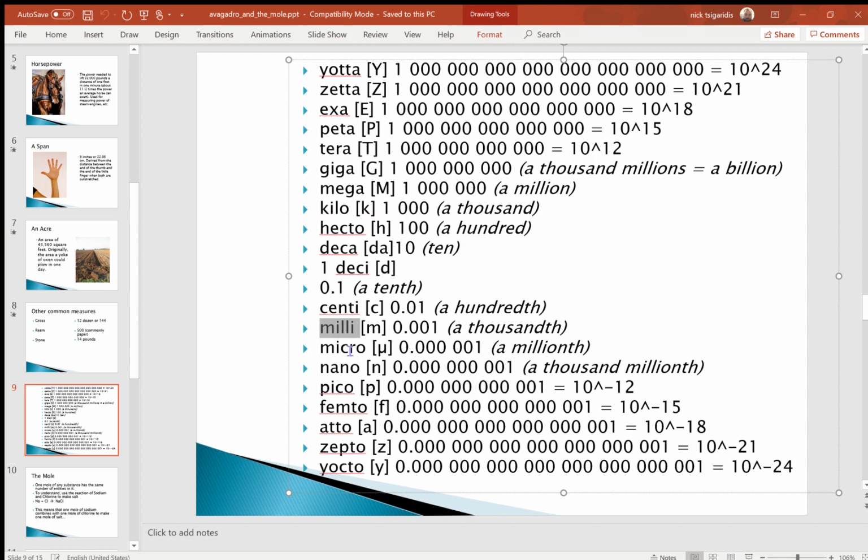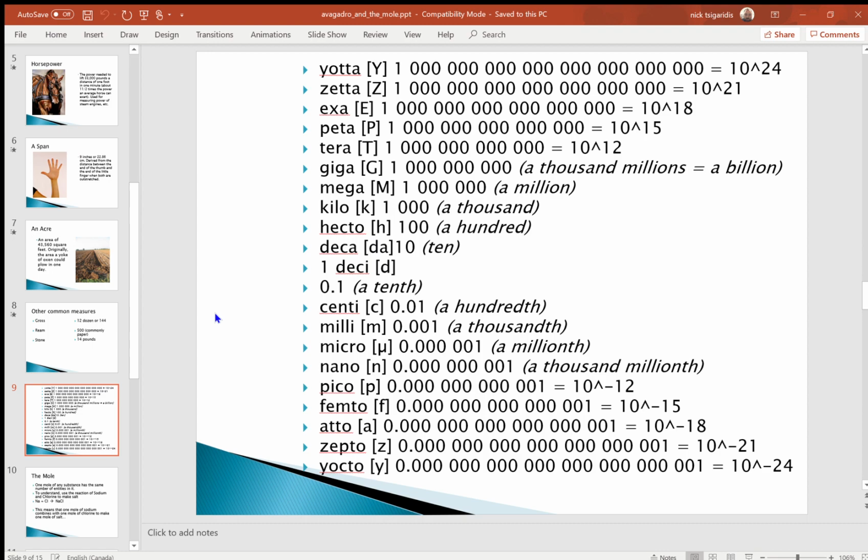Milli is 1,000th, or micro is a millionth, or nano is a billionth, etc. So you guys get the idea. And this is just a reference slide. I'm not asking you to memorize this, but understand that if we are talking about quantities and we use these prefixes, you may be asked to know what they are.